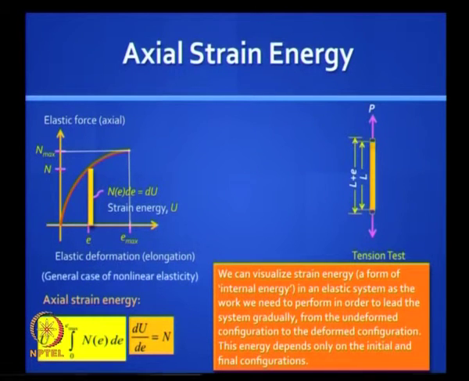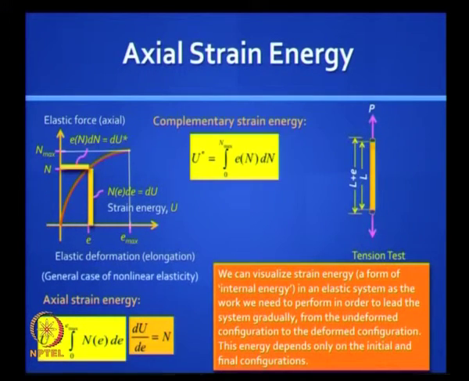In a truly conservative system this is true, it is called a point function, and when you return, the path of that curve is completely retraced and that energy is totally recoverable. The complementary strain energy is a complement to this energy. That means if you take the area of the rectangle and you subtract this energy, what you get is U star.